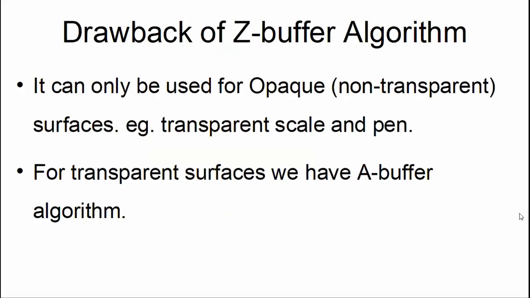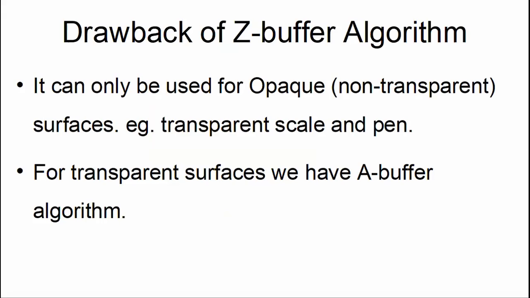Now, what are the drawbacks of this Z buffer algorithm? It can only be used for opaque surfaces. Now, what is an opaque surface? That is a non-transparent surface. Okay. So we know that the backface removal algorithm was dealing only with a single object. Okay. If there are two overlapping objects, we shift to the Z buffer algorithm. Now, the Z buffer algorithm solves the problem of overlapped objects.